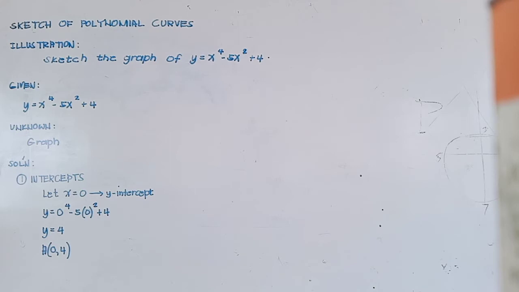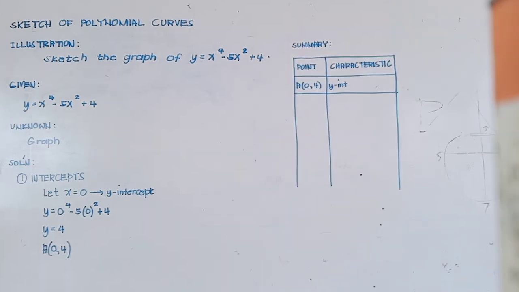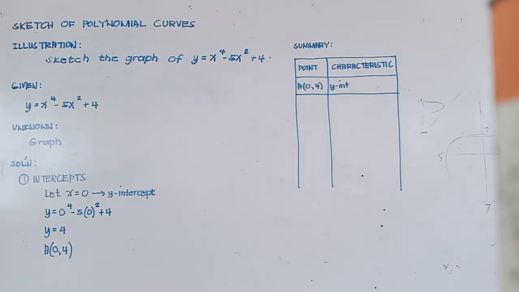That's very important, the name of the points, because we will be determining 3 or more points here. So the coordinates of point A will be (0, 4). I likewise encourage you to at once summarize the points, so that it will be easy for us to retrieve them any time. So I have made a simple table to illustrate such. I have already identified point A and its characteristic, which is y-intercept.